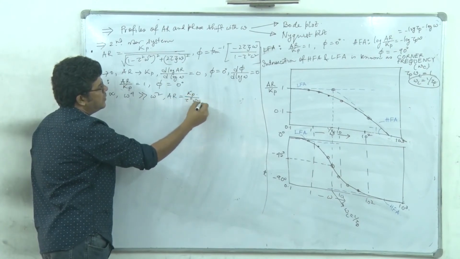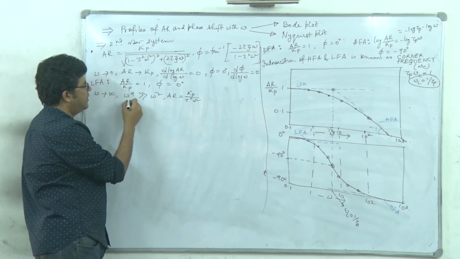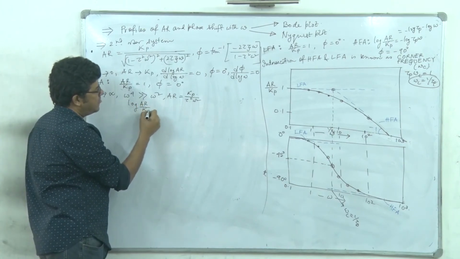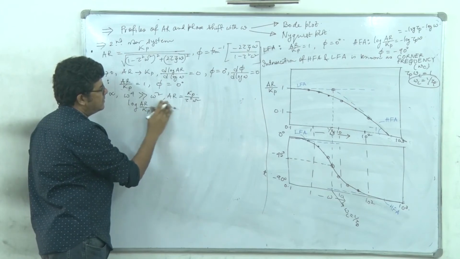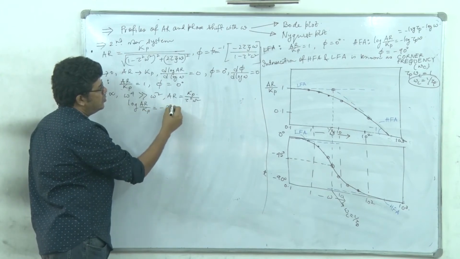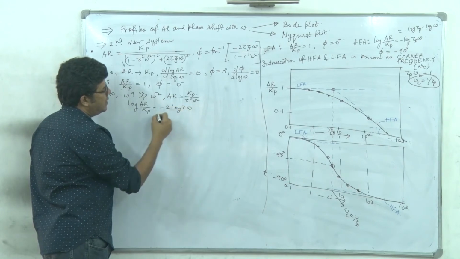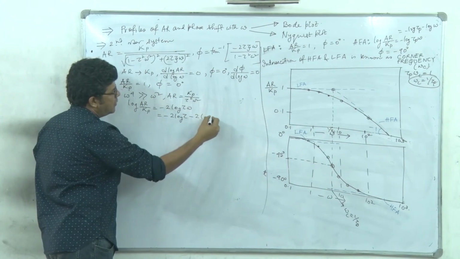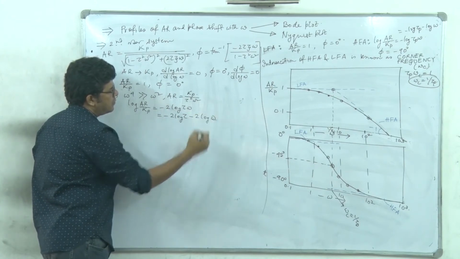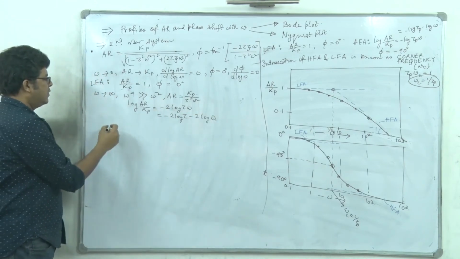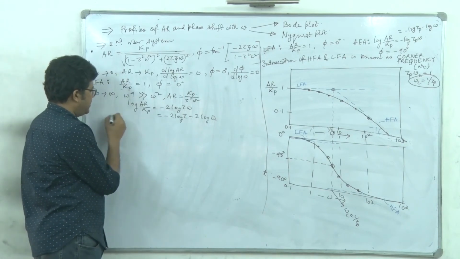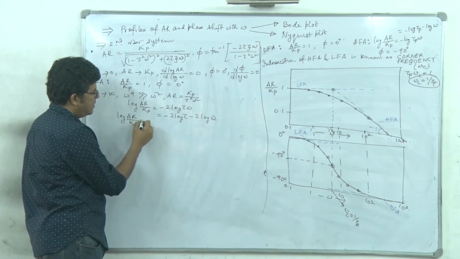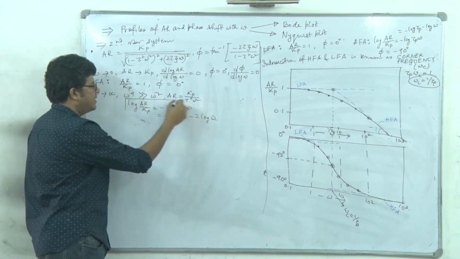Right? So obviously log of AR by Kp will be equal to minus 2 log of tau omega, which splits into minus 2 log of tau minus 2 log of omega. Okay. So the equation will be this: log of AR by Kp equal to what we have written already. This is the high frequency asymptote.